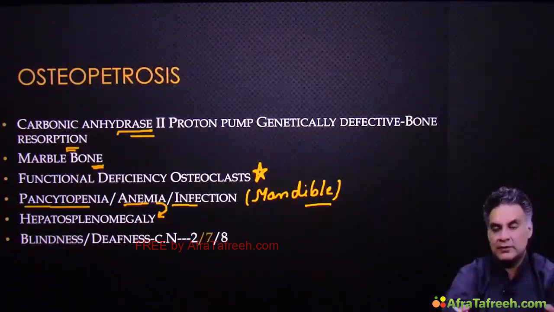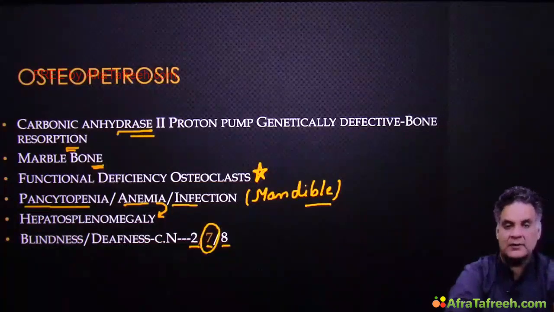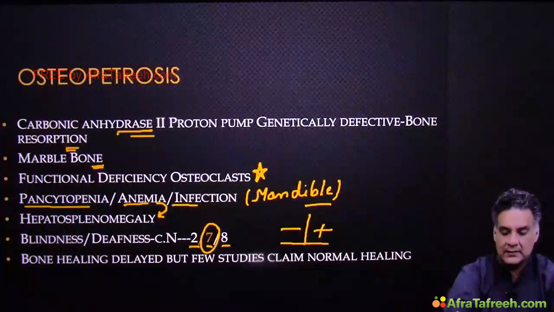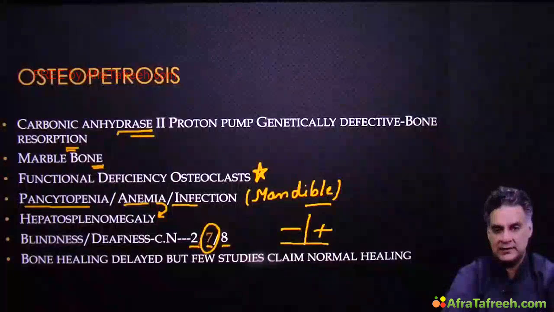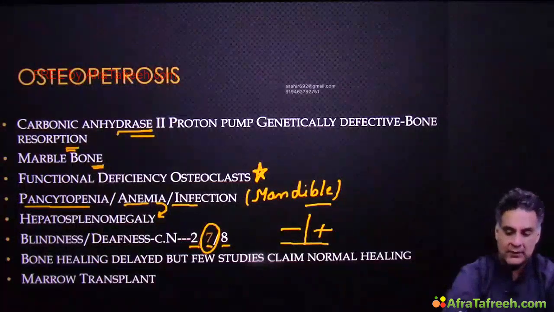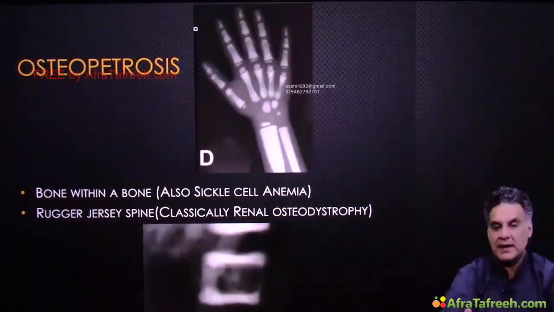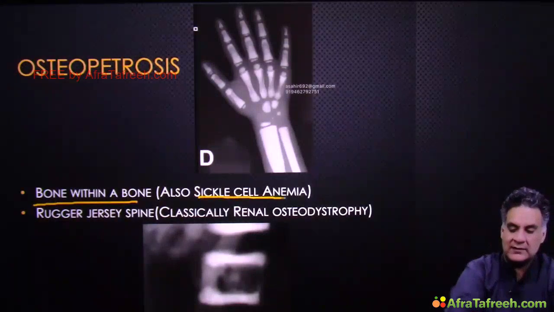The neural foramina are narrowed, involving the 2nd nerve, the 7th and the 8th. The seventh is highlighted because it is the commonest. Bone healing is minus plus. Usually it doesn't unite, but some reports do claim it can unite. Treatment is bone marrow transplant, which is given intravenous. In osteopetrosis, since the marrow is not there, it looks like a bone within a bone appearance, which is also seen in sickle cell anemia.